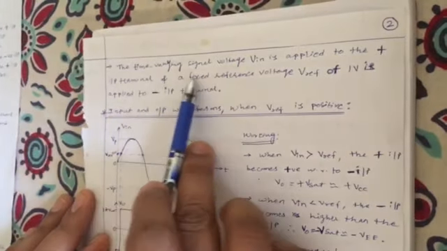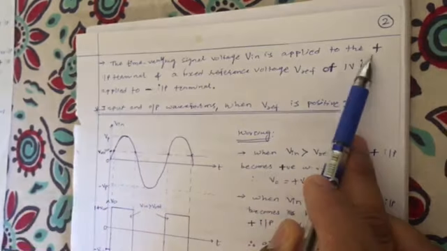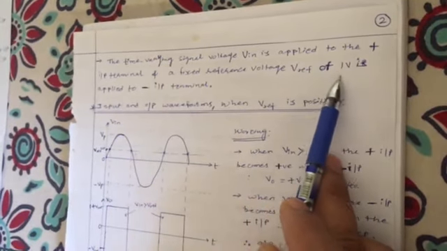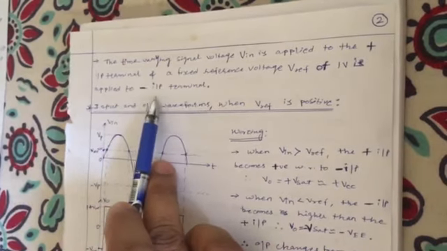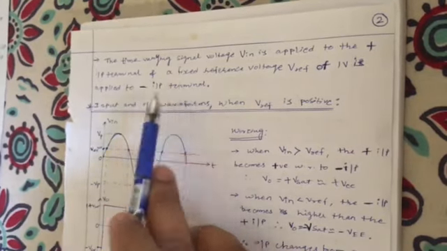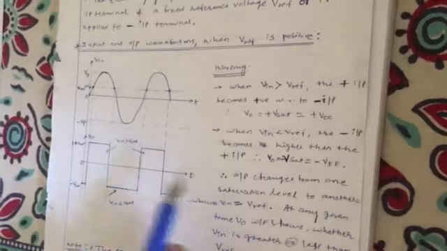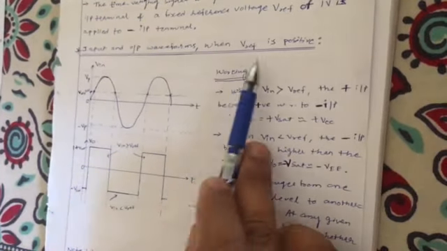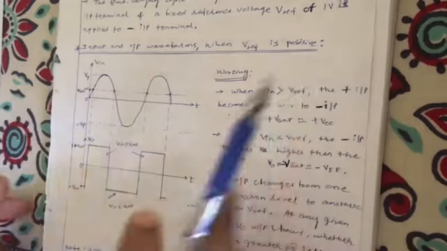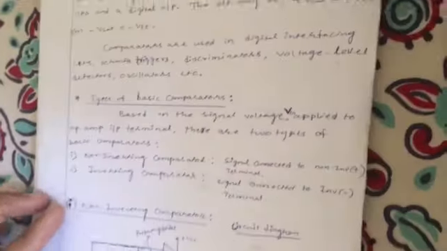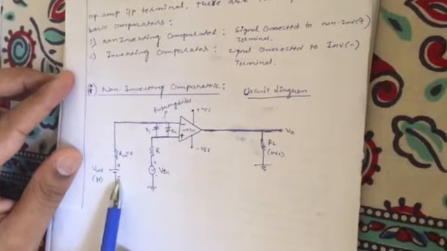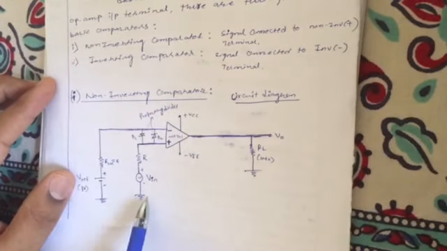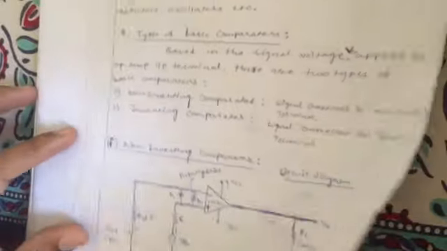Now, the time varying input signal Vin is applied to the plus input terminal, and a fixed reference voltage V reference of about 1 volt is applied to the negative input terminal. This we already discussed. Now, let us draw the input and output waveforms of the non-inverting comparator when the reference voltage is positive. Students, when this reference voltage is positive, that case is called V reference is positive for the non-inverting comparator, and Vin is here.